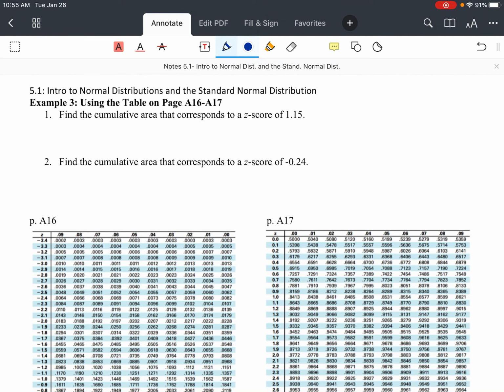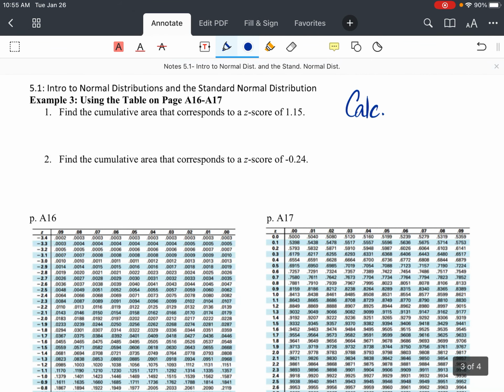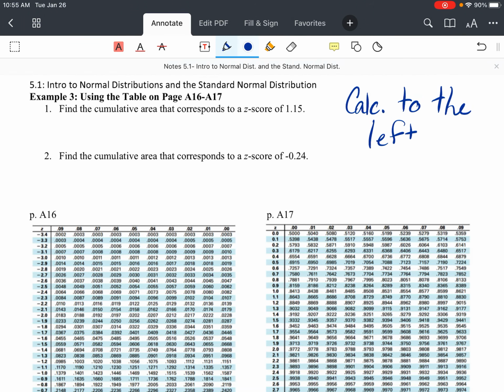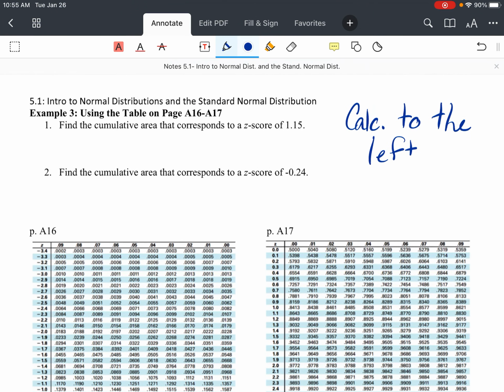All right. So using the table on pages A16 and A17, I'll show you how to use the calculator here in just a little bit. But using the table, we want to find the cumulative area that corresponds to the z-score of 1.15. Now, I do want to remind you that this always calculates to the left. It calculates the area to the left. So if we were ever asked what the area to the right of something is, we would have to subtract it from 1 or find the complement of that. And we'll do an example of that later on.